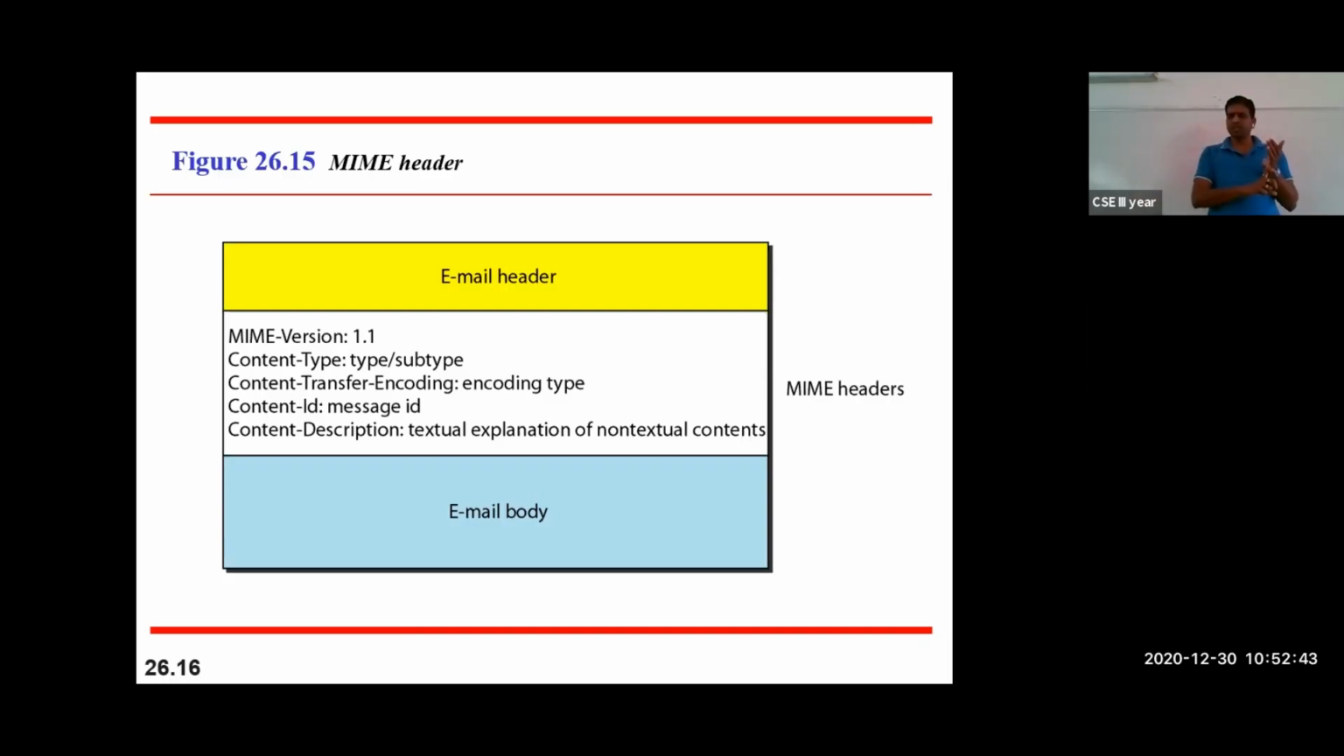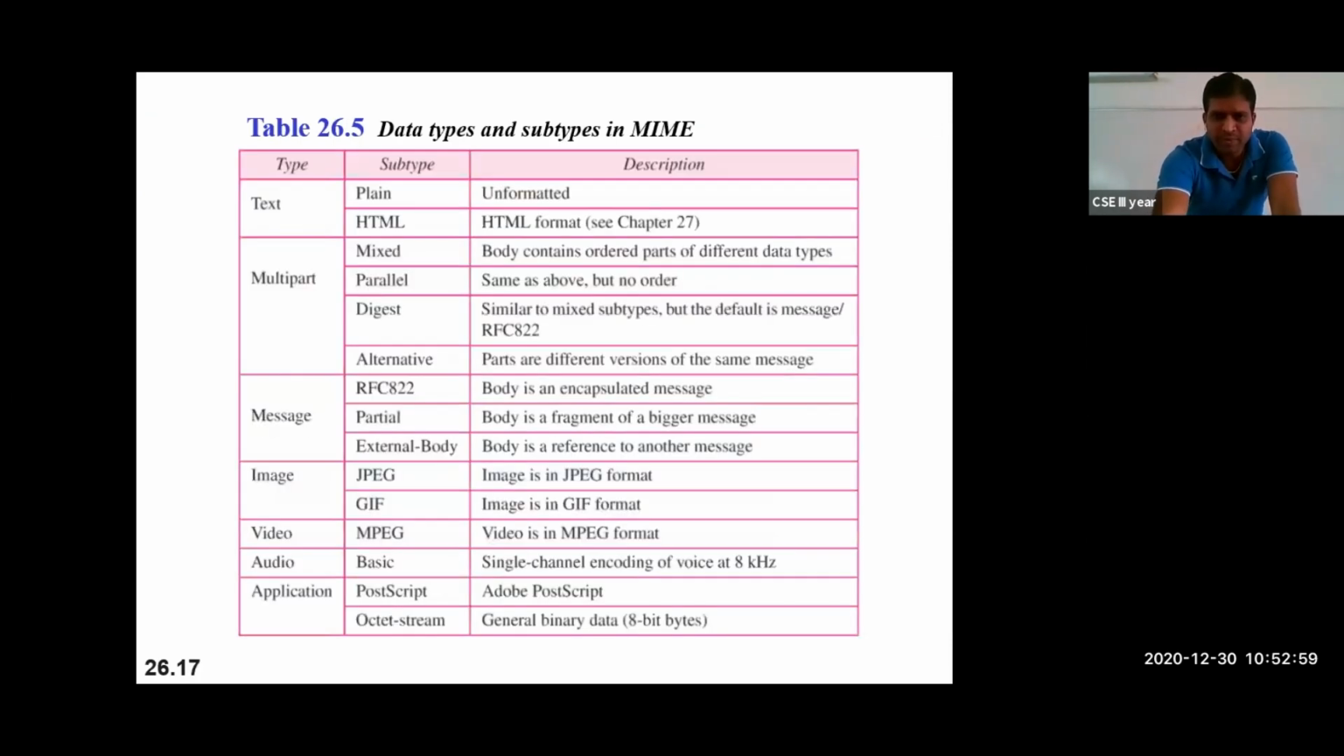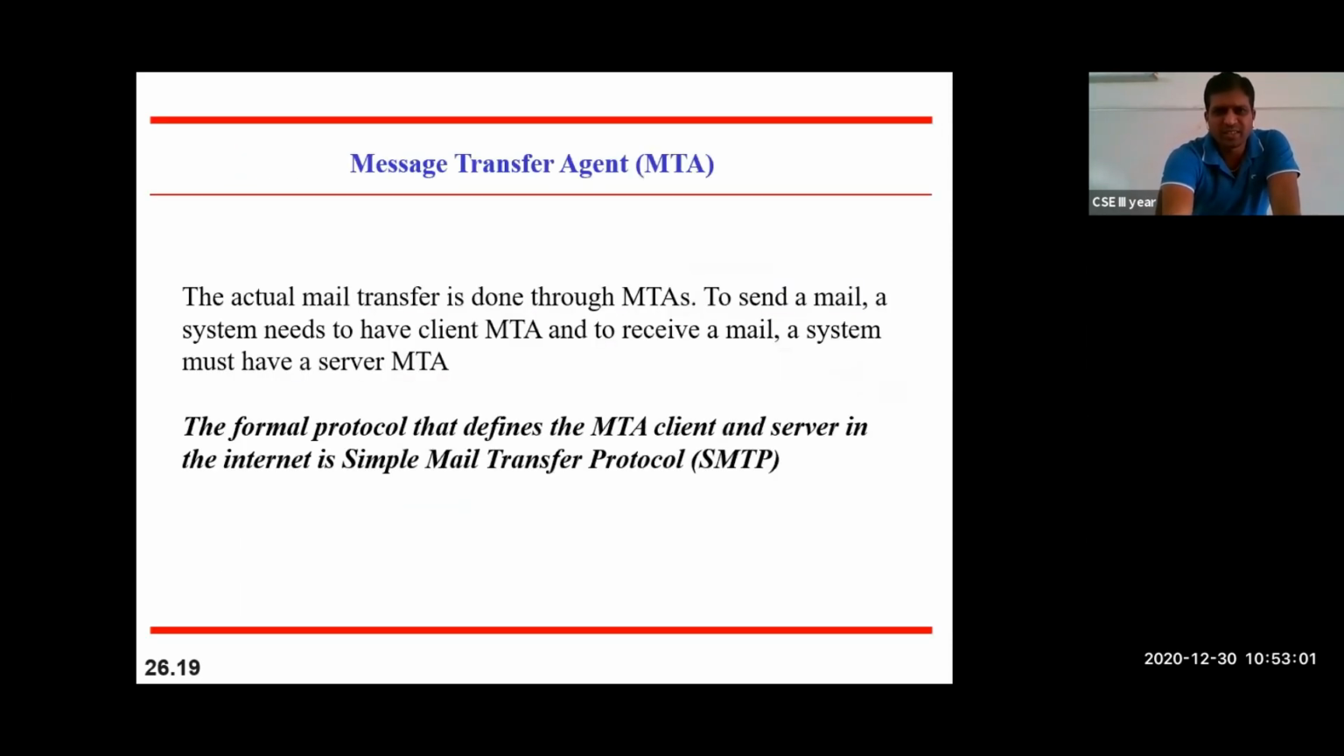We now know a user agent. We now know MIME that comes in between user agent and mail transfer agent. We need MIME. We now know the structure of email. So finally, we are left with two things, a mail transfer agent and a mail access agent. Let us understand what they are.